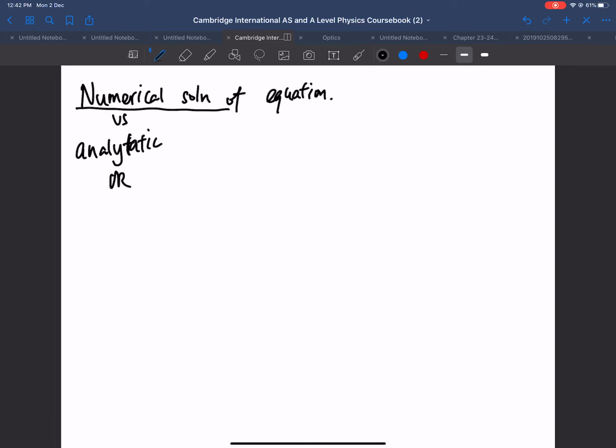Now, first of all, I'll just give you a very, very simple example. For example, tangent x equal to x. There are quite a lot of solutions. Tangent x equal to x has infinite solutions.